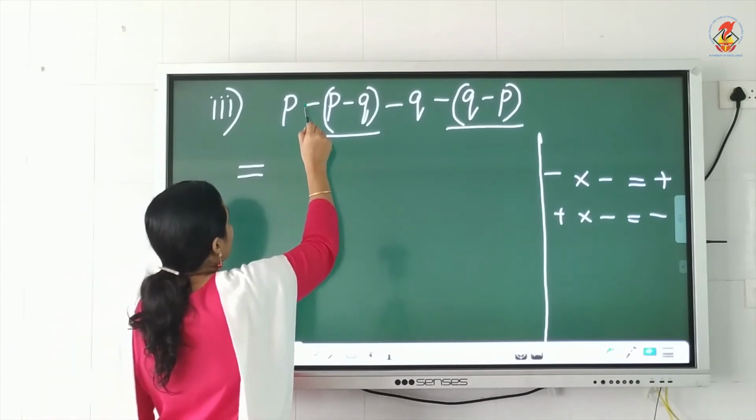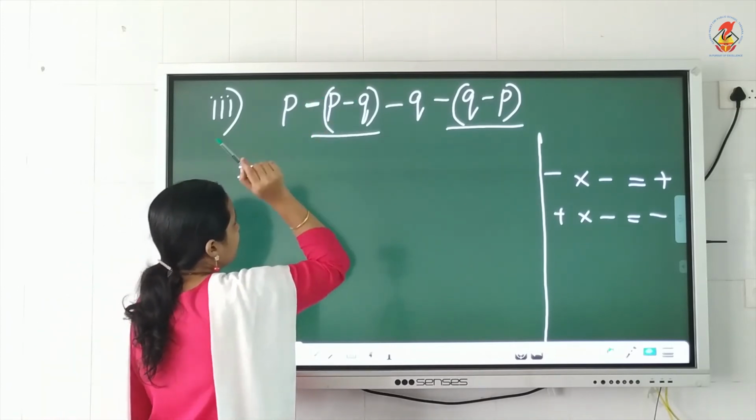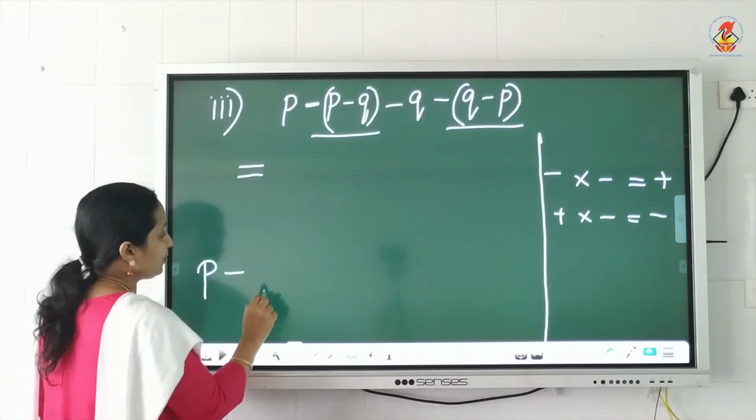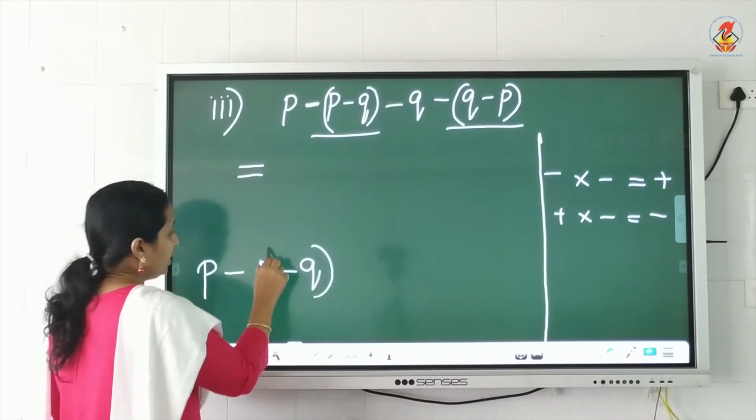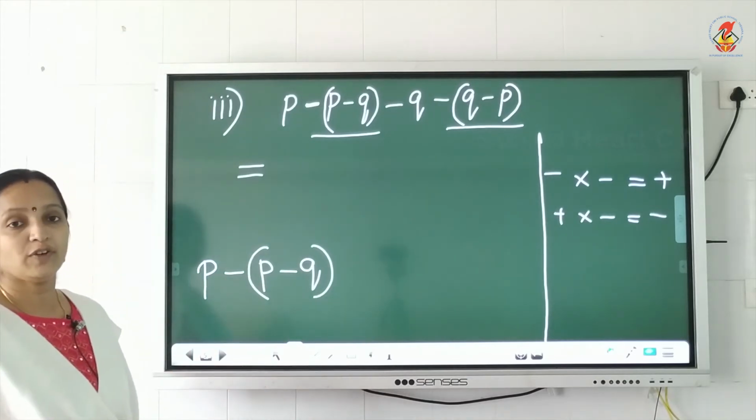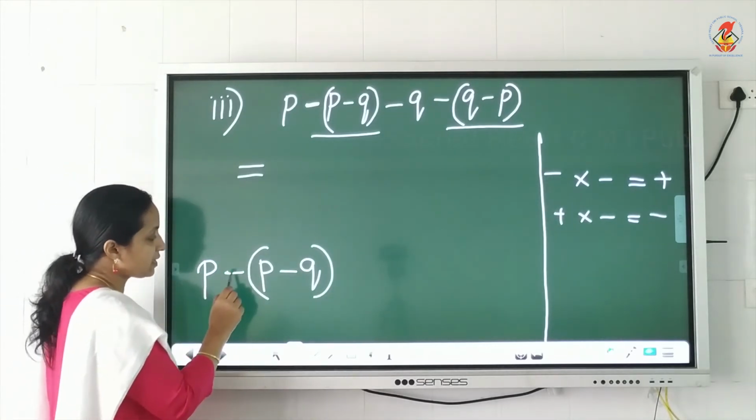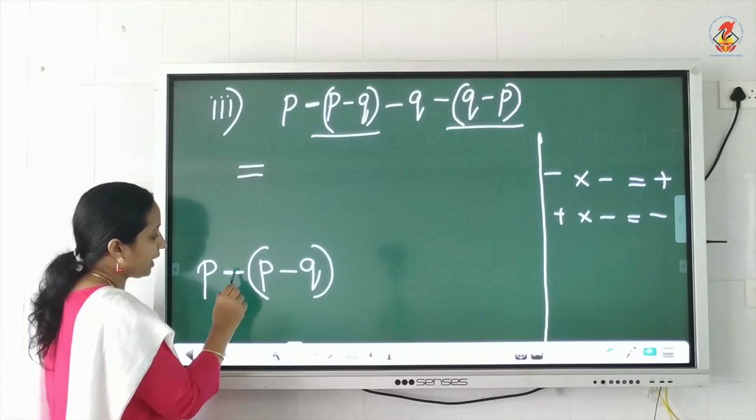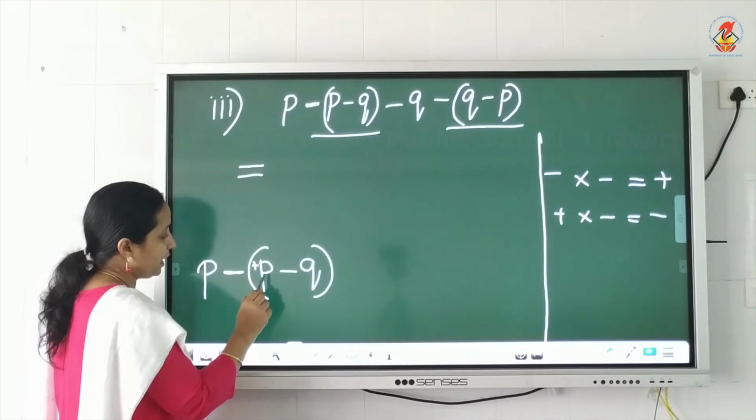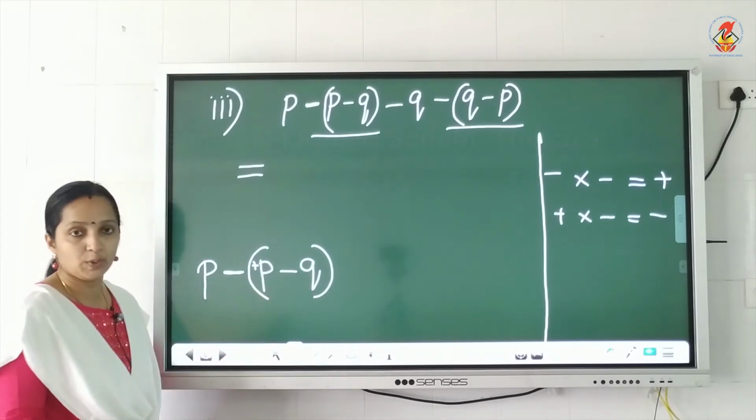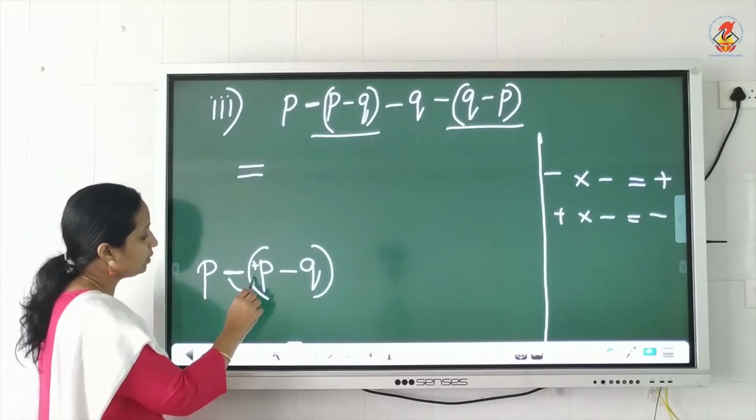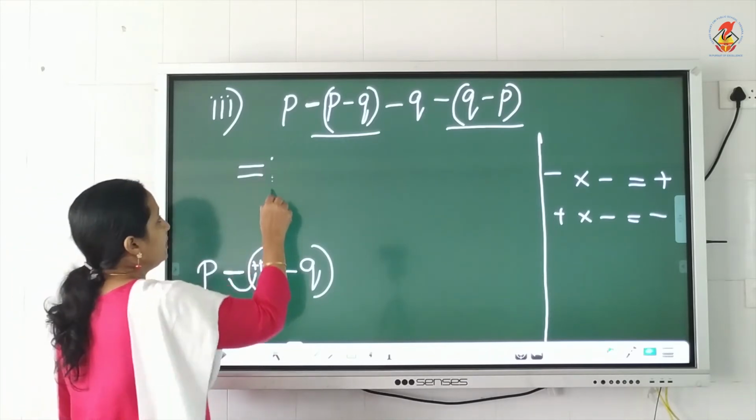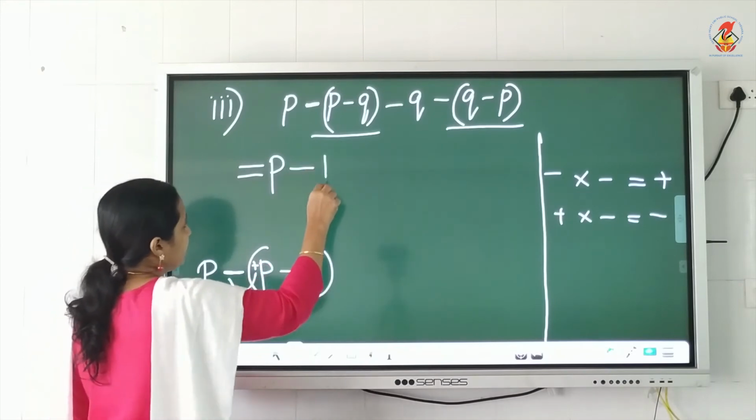You know that this minus sign belongs to this term. That means you can write P minus Q. We know that terms are added to form expressions, and this minus sign belongs to this term. So how will you open the bracket? This is plus P and this is negative Q. So plus into negative, what is the answer? Negative into plus, what is the answer? Negative, so you can write negative P.